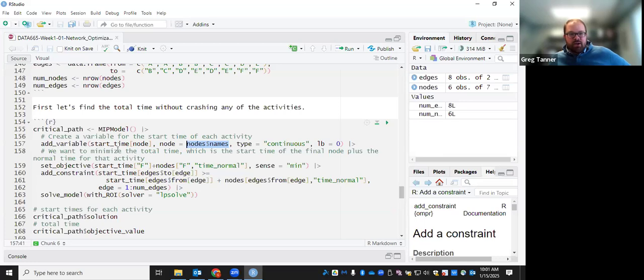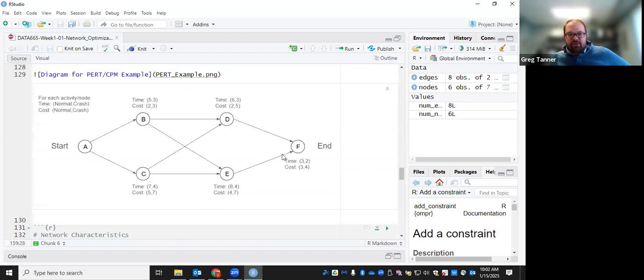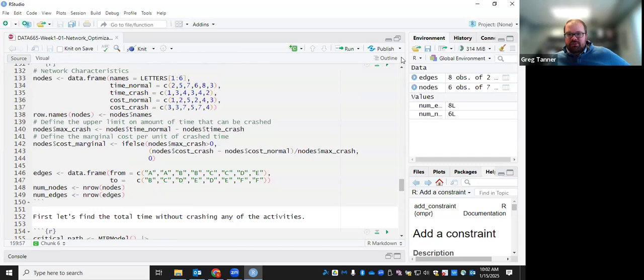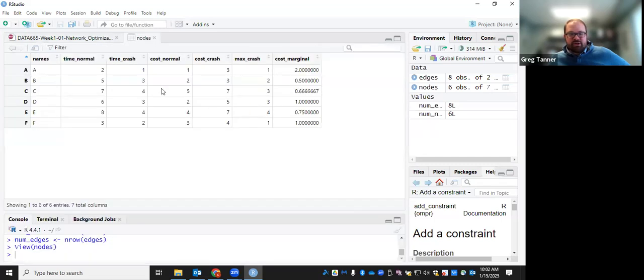In this example, when we're just trying to find the critical path, we want to minimize the total time, which is the start time of the final node plus the normal time for that activity. So start time of node F. Node F is our final node, plus, in node, here's the way to access the data that's inside that node's data frame. Actually, maybe before we talk about accessing it, let's look at what it looks like. So here's that node's data frame. It's got the node names as row names, and then its column names are what we created.